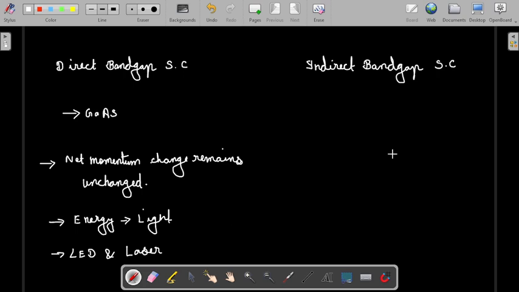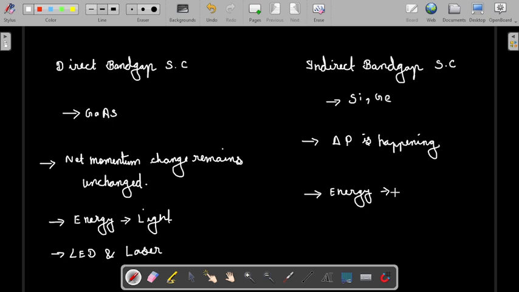In the case of an indirect band gap semiconductor, as we discussed, normal silicon and germanium are the best examples. In this case, the net change in momentum does not remain the same, because there is no conservation of momentum. So the energy is not converted into photons, but into phonons, like heat. So that is converted into heat.